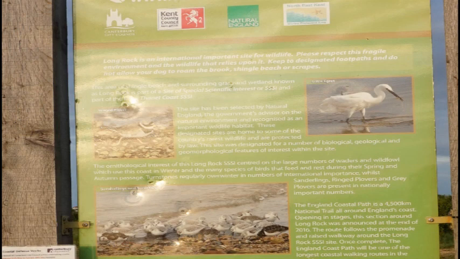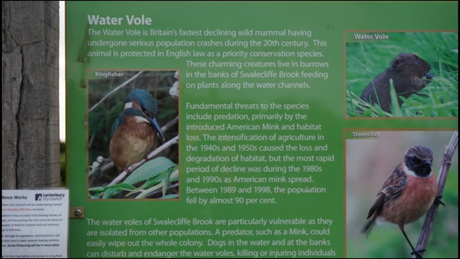Let's have a look at this board. This one mentioned the water vole. The water vole is Britain's fastest declining wild mammal, having undergone serious population crashes during the 20th century. Now, I've seen their holes on the bank, and I once glimpsed something black swimming around in the water that I believe was a water vole, but I've never seen that. I've never seen a kingfisher or a stone chat.